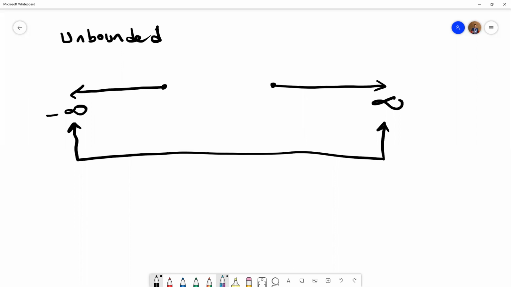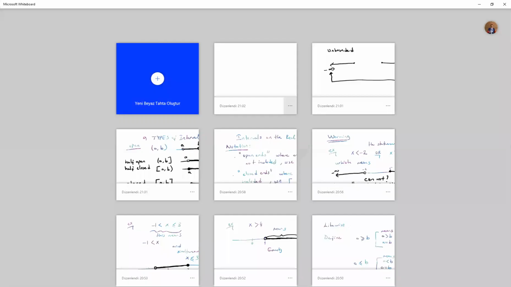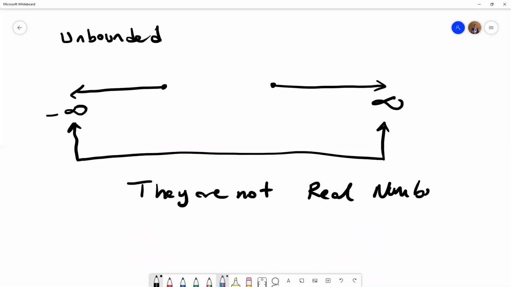So the other types, by the way, we may also say, write it here, minus infinity and plus infinity. They are not real numbers. Okay. They are not real numbers. I mean minus infinity and plus infinity.